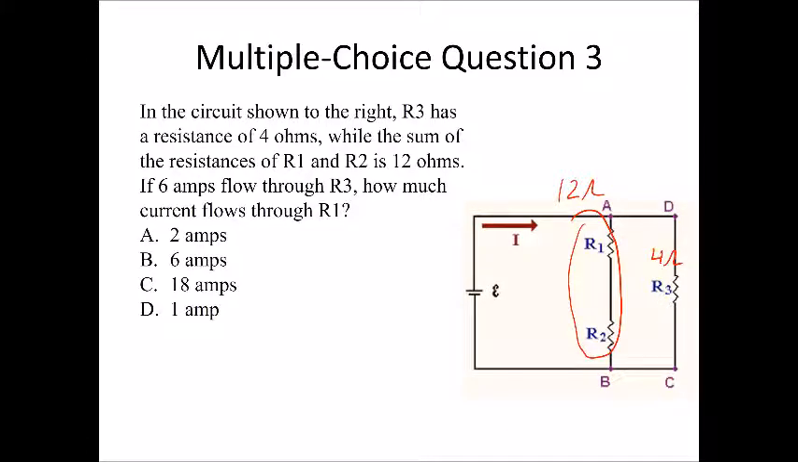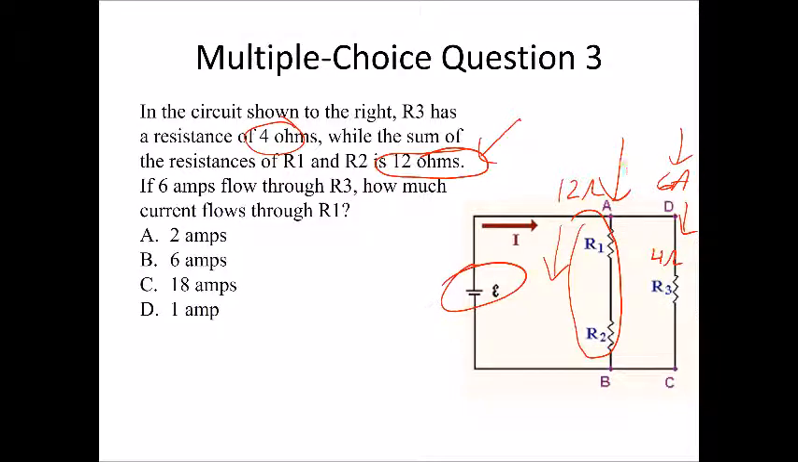If 6 amps flow through R3, so we got 6 amps of current that go this way, we want to know how much current goes through this branch. Now at first you might think you need the battery voltage, or the EMF, to figure that out. You don't. What you should realize is that the R1, R2 branch resistance is 12. The resistance of branch R3 is only 4. So the resistance of this branch is 3 times the resistance of this branch.